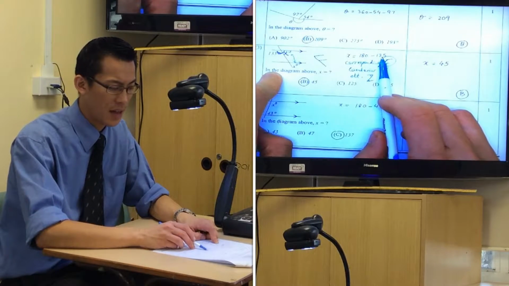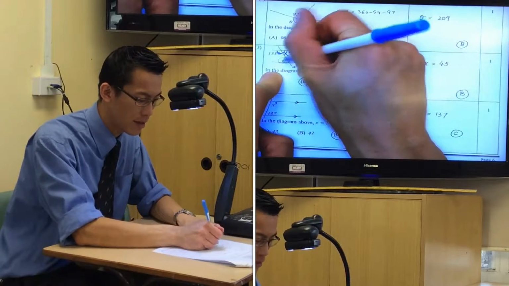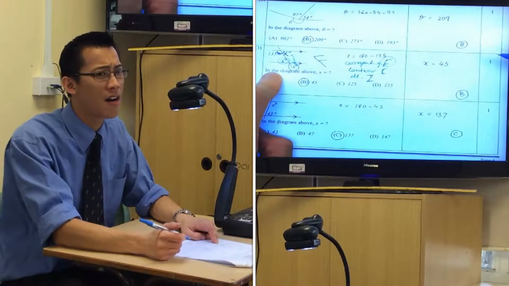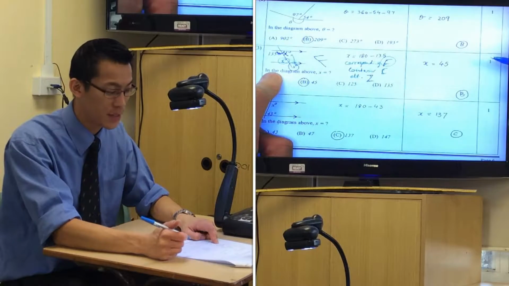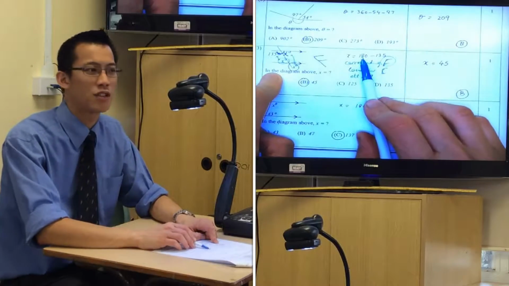It's not the only way. Alternatively, you might have said that x is here as well, because what are these two angles? They are vertically opposite, so they're equal. And then you get co-interior angles here. Same thing, 180 minus 135.